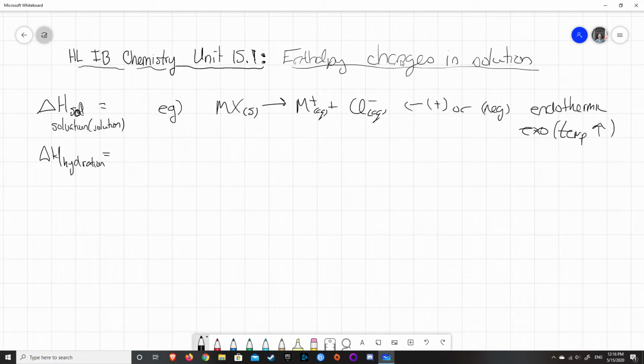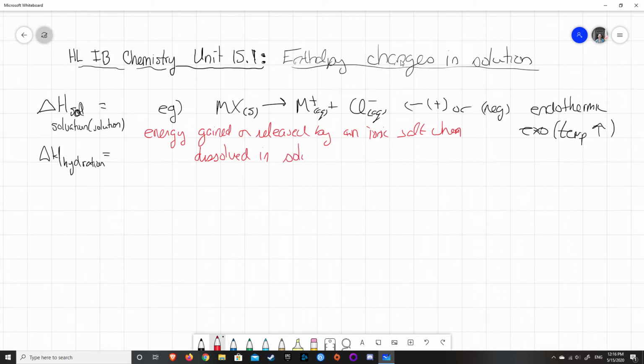And what it is, if we were to define it, it's the energy gained or released by an ionic salt when dissolved in solution. So basically, we just take the salt, we dissolve it in the solution, and your textbook, I believe, says infinitely dilute solution.